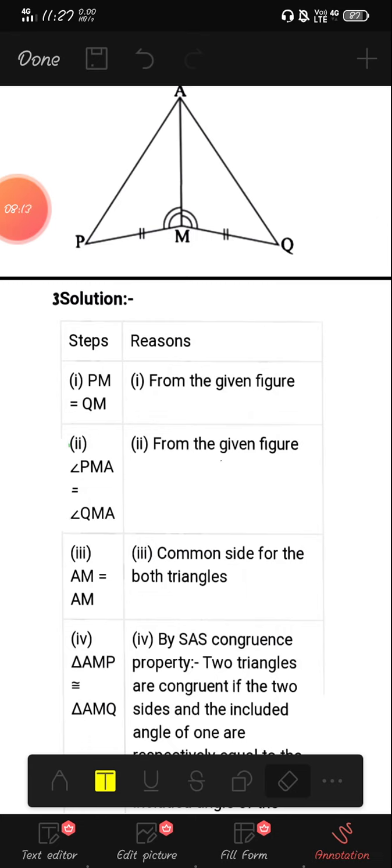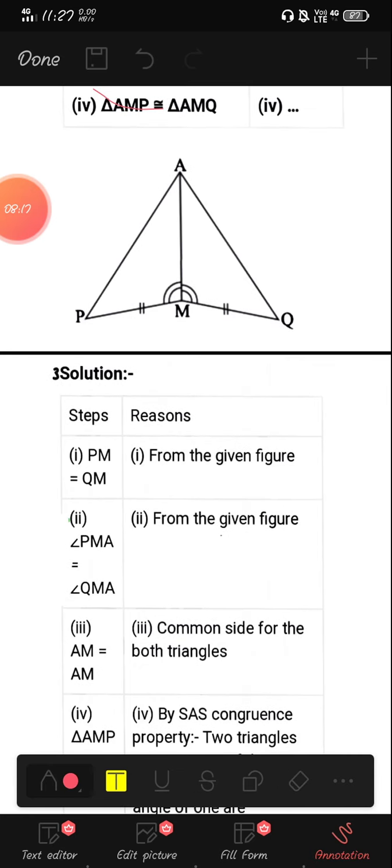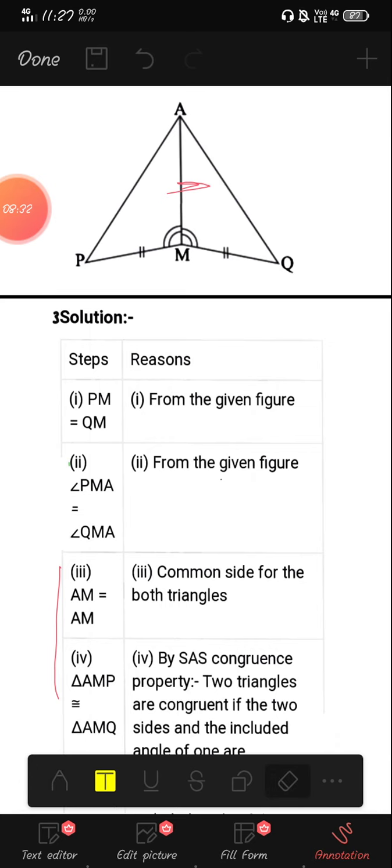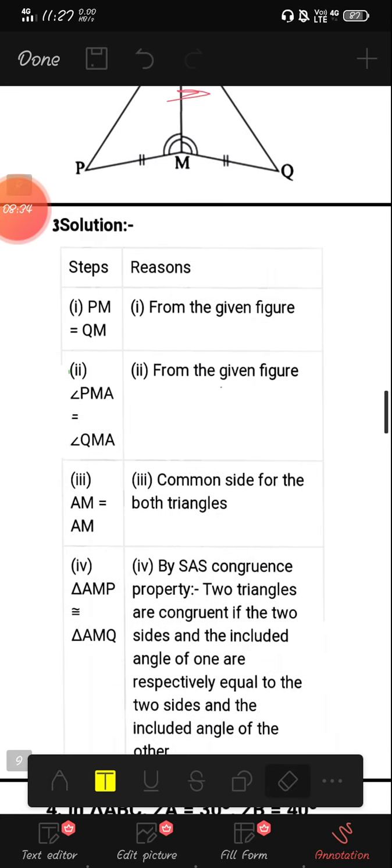Now moving on to the next, it is AM is equal to AM. Yes, we can see that line AM is common in both the triangles and it is also equal. It is a common side for both the triangles. So the reason is it is a common side. Next, they have said triangle AMP is congruent to triangle AMQ.